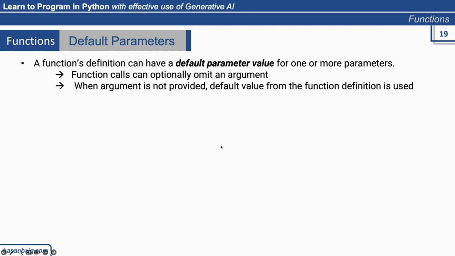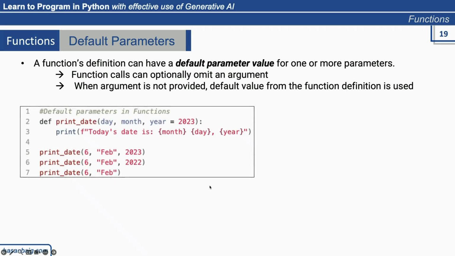Okay, so let's take an example here. In the definition, we have a function print_date. We have the first parameter day, the second parameter month, and then the third parameter. While I'm defining the third parameter, I'm assigning it a value, okay? And then there is some functionality inside it. These are the function calls on line numbers 5, 6, and 7.